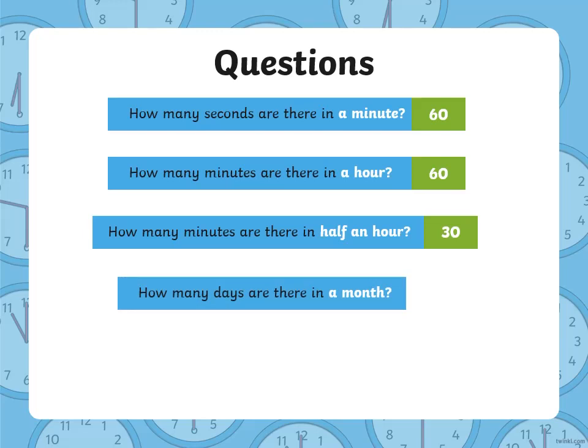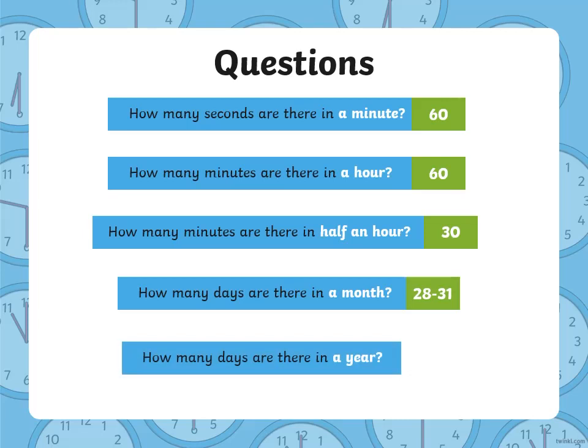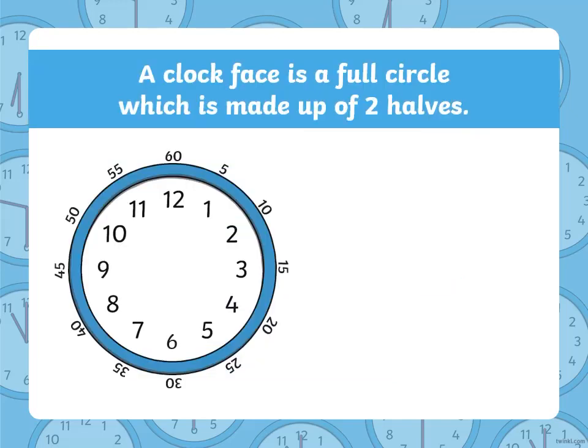How many days are there in a month? We know this, we do the calendar every day. There's 28 to 31 days each month. How many days are there in a year? That's tricky too. 365. A clock face is a full circle which is made up of 2 halves. I wonder if you can see 2 halves when you look at this clock.